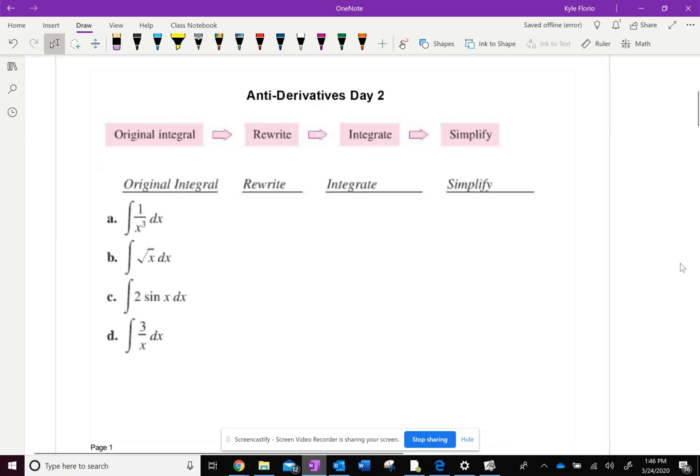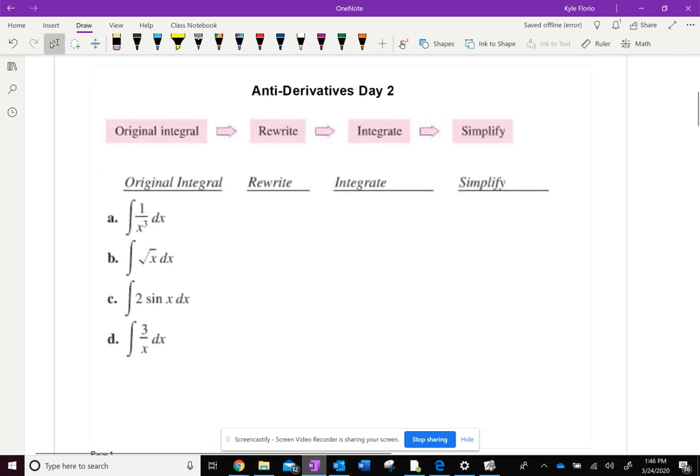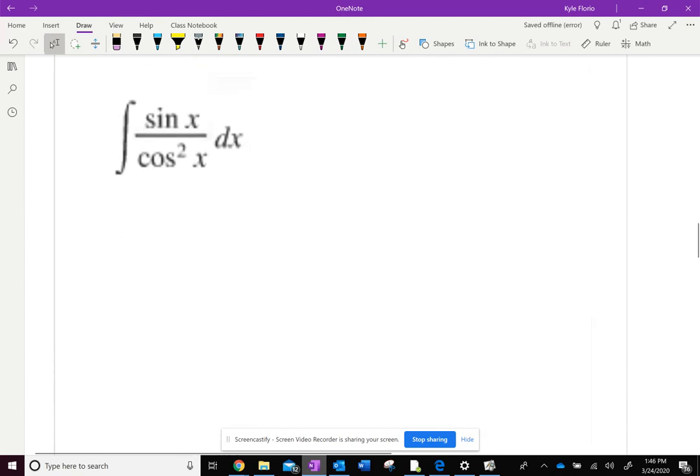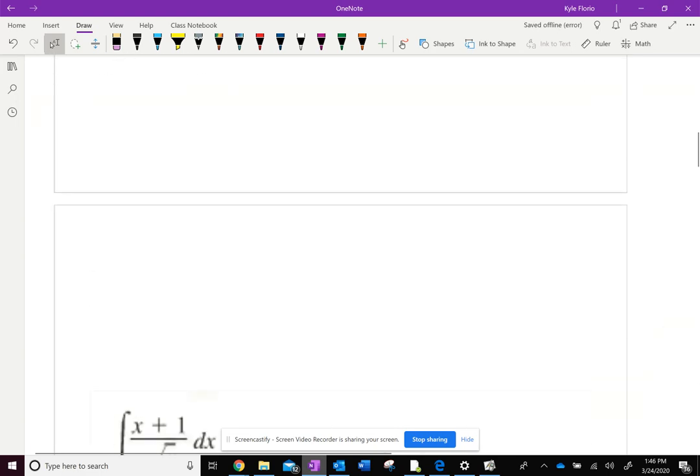Hey guys, I'm just gonna run through some examples from the second part of section 1 in chapter 5. So just do some more antiderivatives, indefinite integrals, and I'll have you guys try a couple of the homeworks at the end. So let's do it.